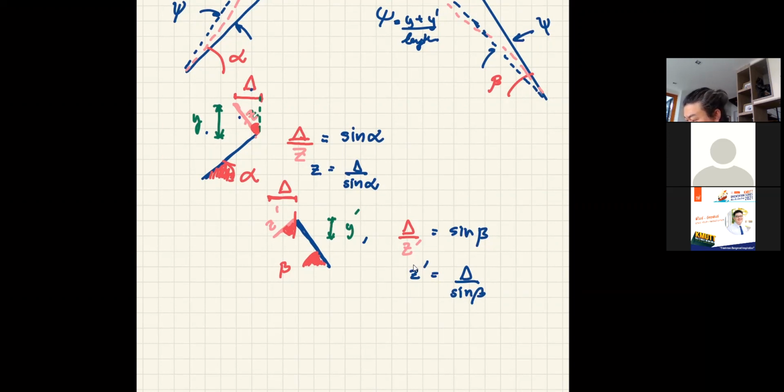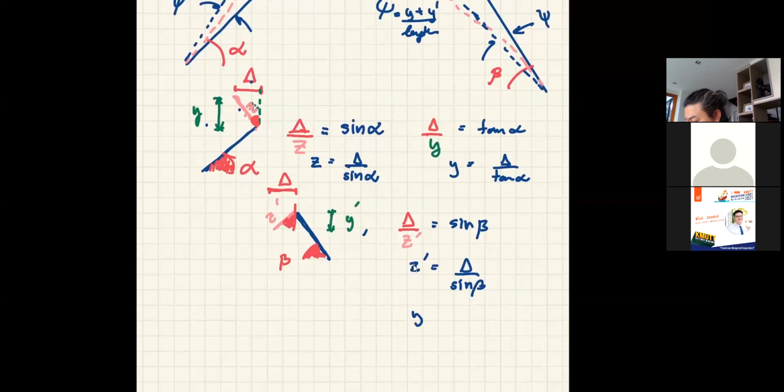So what's going to be y? It's going to be delta over tan alpha. Okay, so you have y equal to delta over tan alpha. And likewise, here you're going to have your y prime equal to delta over tan beta. So just for knowledge, now you know.